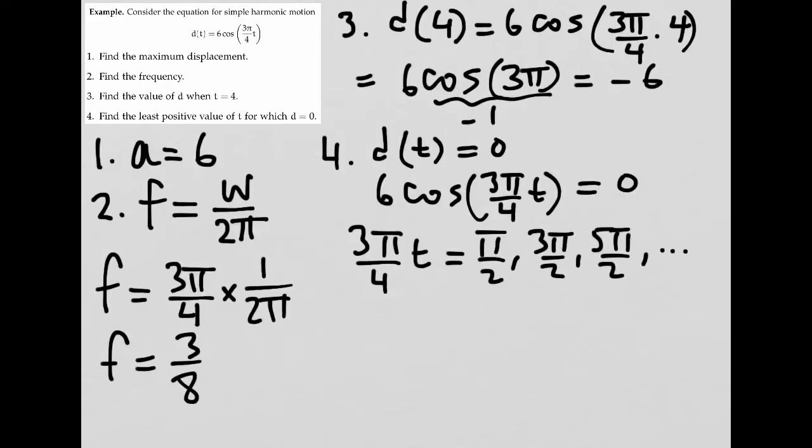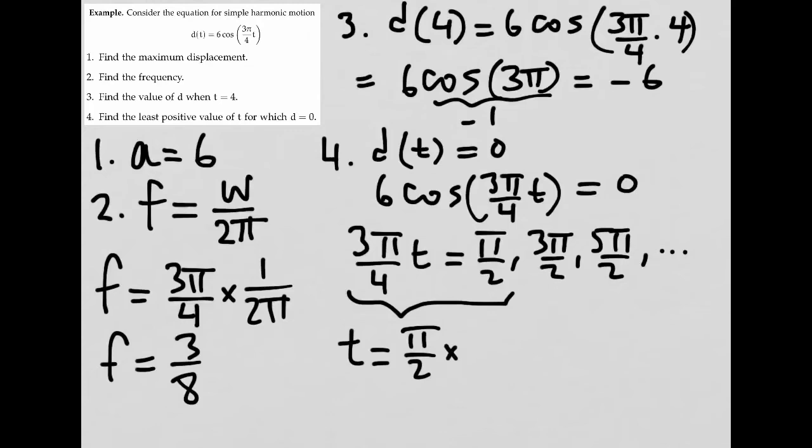Notice I'm not taking the negative values, because that would give me negative time. And this doesn't make sense in the context of this problem. Time must be positive. Now, the smallest positive value of t that gives me d equals 0 is simply given by the equation 3 pi over 4 t equals pi over 2. When we solve this equation, we get t is pi over 2 times 4 over 3 pi. That's 4 over 6, which simplifies to 2/3.